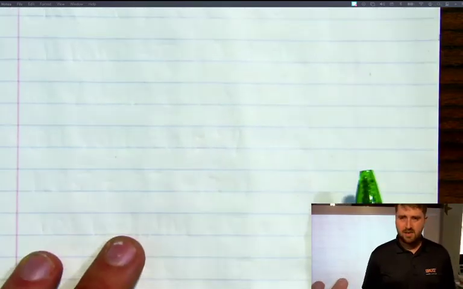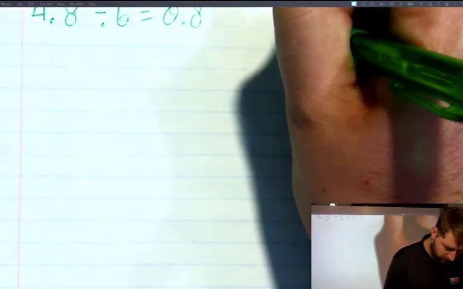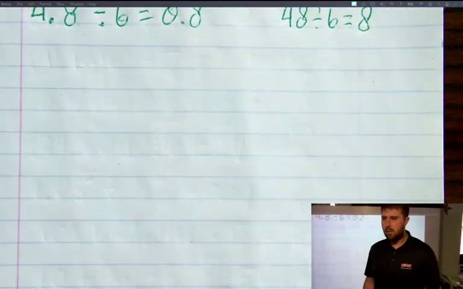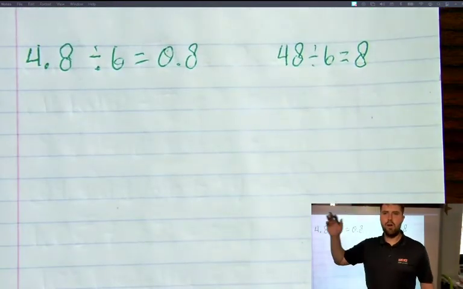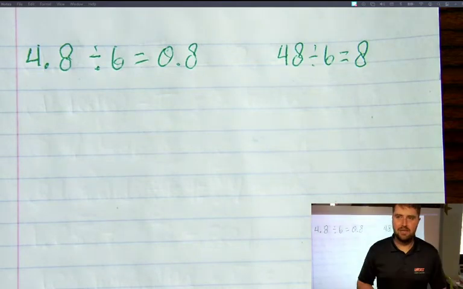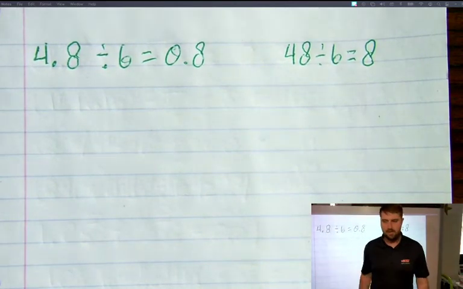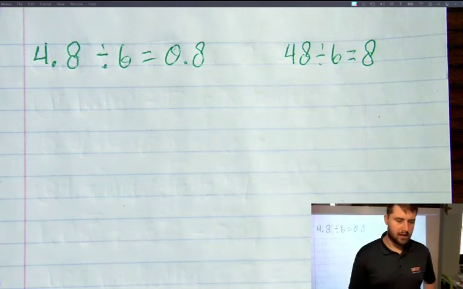So I'm going to put 2 equations here for us, and we're going to think about what is similar and what is different. So I want you to take a couple moments. We've got 4 and 8 tenths divided by 6 equals 8 tenths. And we have 48 divided by 6 equals 8. I want us to think for about 25 seconds about what is similar, what is the same, and what is different between these 2 equations.